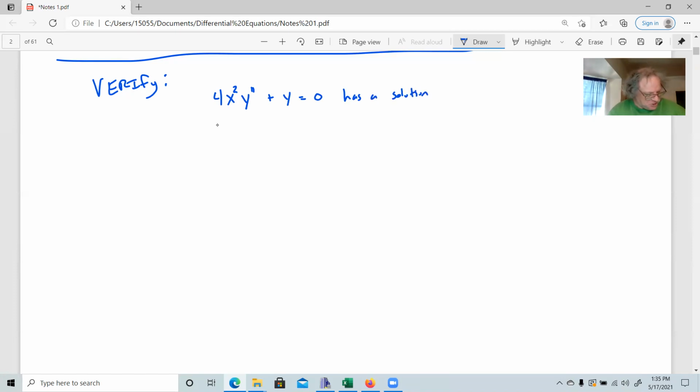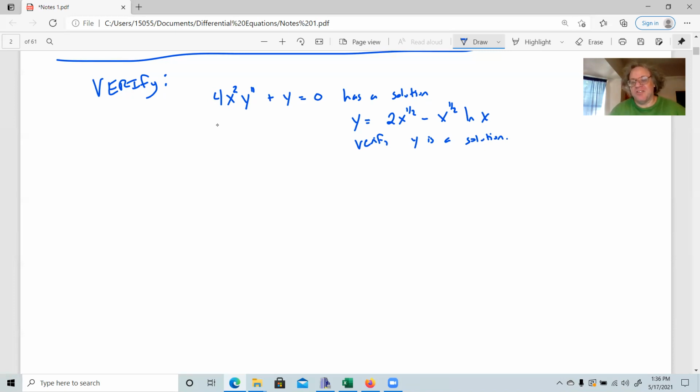Okay, and what solution do we have here? We have y equals 2x to the 1/2 minus x to the 1/2 natural log x. And verify y is a solution. All right, so we don't have to figure out how to solve this. That's not part of it.